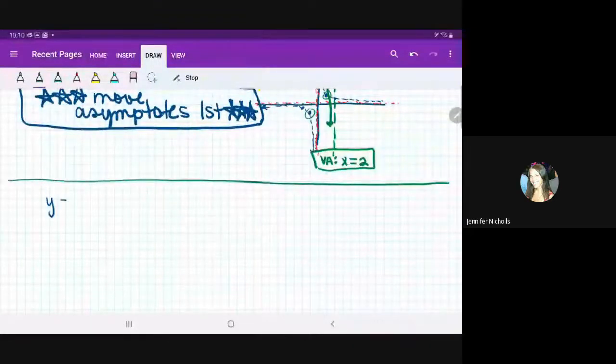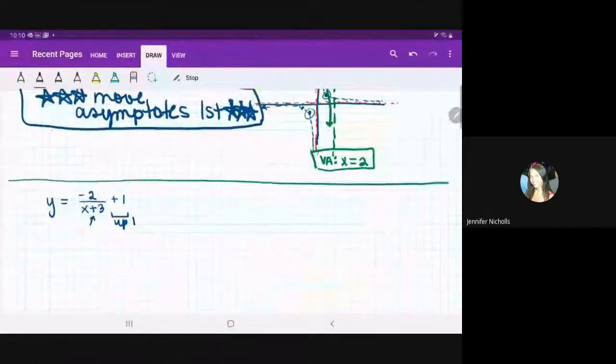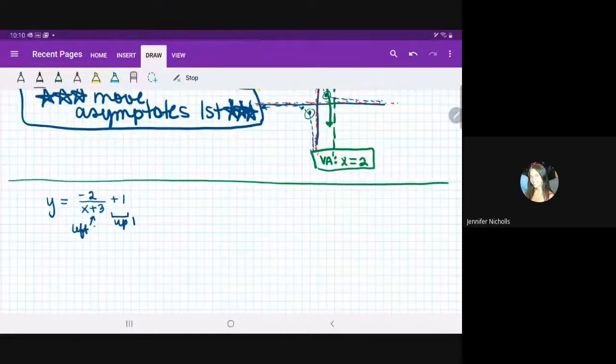Okay, so the next one, we're going to change a couple things. I'm going to change the numerator to be a different number and also a different sign, just in case we run out of time. So let's do -2 divided by x plus 3 plus 1. Okay, so this still moves it up 1. And this inside moves it left 3.